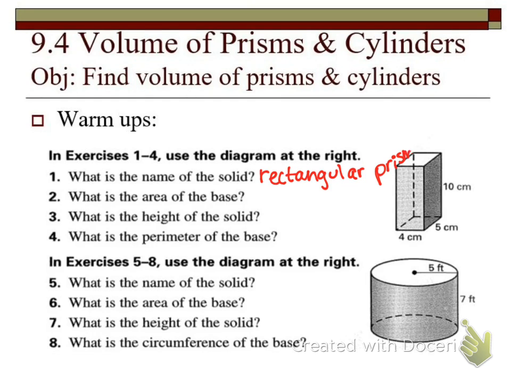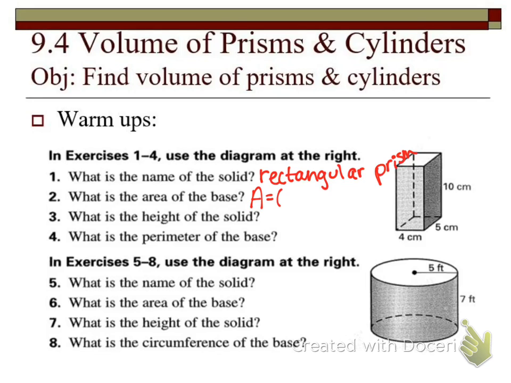We also need to know the area of the base. What shape is the base? A rectangle. That's why it's called a rectangular prism. So we are finding the area of a rectangle. What do we do? Length times width, or we call it base times height.